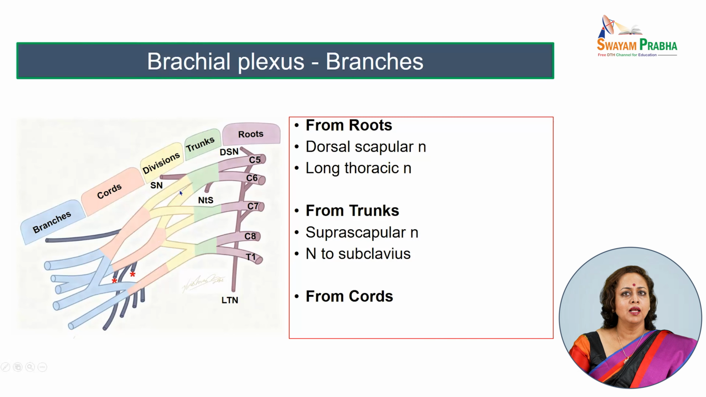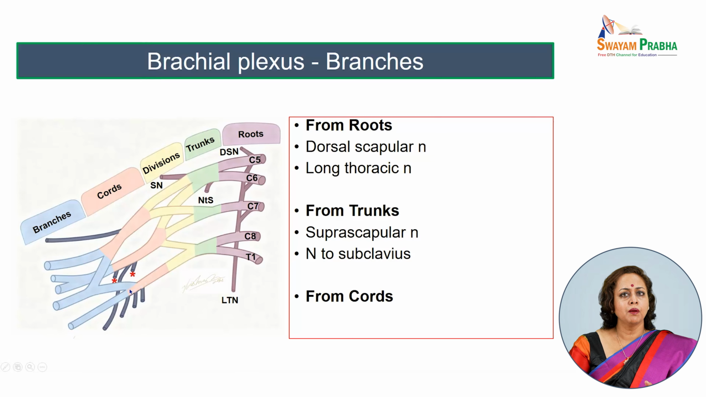So, now you see that all three posterior divisions join to form the posterior cord, whereas the first two anterior divisions go to form the lateral cord, and the inferior trunk's anterior division goes alone to form the medial cord.